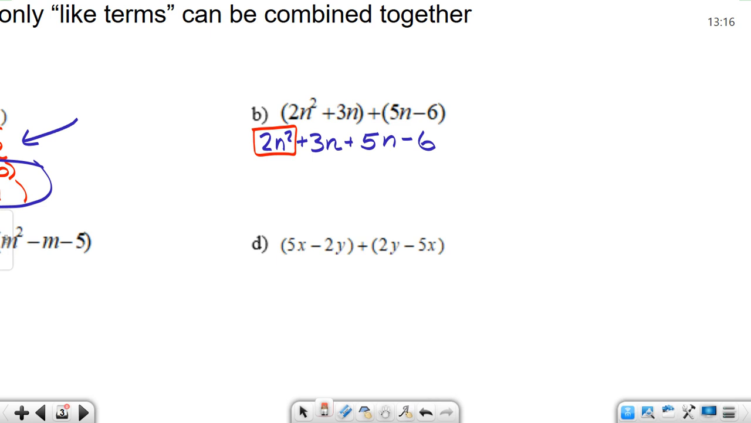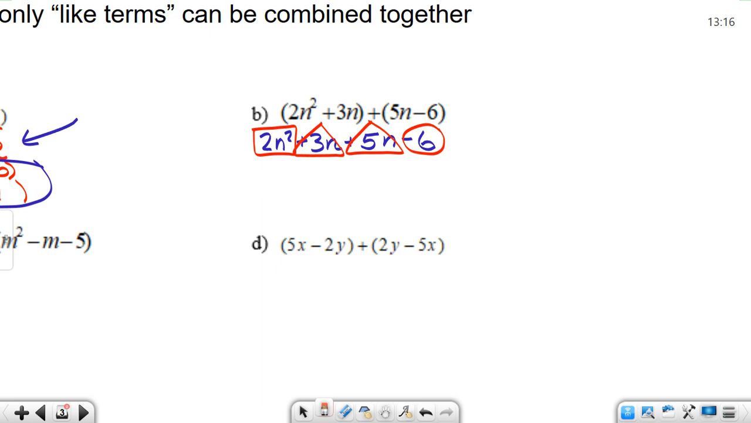Now, I'm going to move on to the next degree below that, which is 1. I'm going to use a different shape for that. So I might use a triangle. So I've got plus 3n, and I've got plus 5n. Those are like terms because they both have a variable of n with a degree of 1. And then I have this constant down here, which has no variable with it, and it is the only constant there is. So I'm going to circle that.